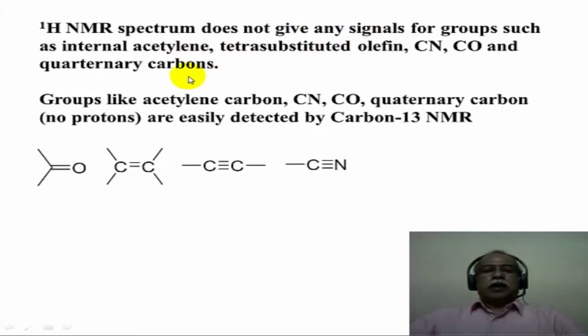so there is no proton signature in the proton NMR spectrum for any of these groups. On the other hand, in the carbon-13 spectrum, one gets direct evidence for groups like acetylenic carbon, cyano, carbonyl carbon, quaternary carbon, and so on. So these are easily detected in carbon-13 spectroscopy in comparison to proton NMR spectroscopy, where one does not get a direct evidence for the presence of any of these groups.